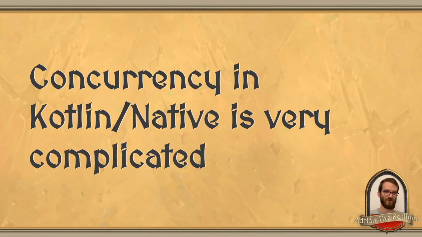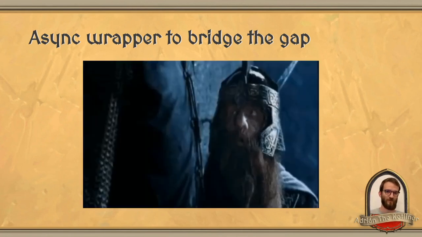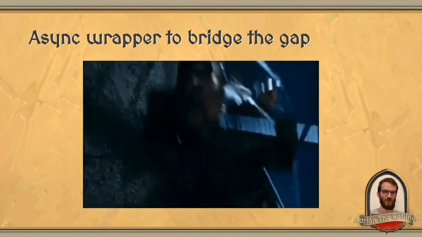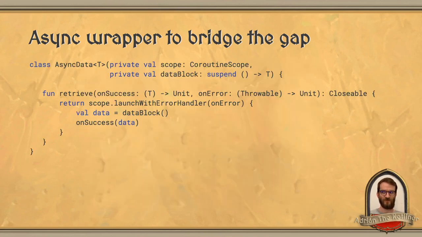And dealing with concurrency with Kotlin Native is very complicated, and it comes from the nature that you have to handle your objects you want to share between your threads. It's very, very complicated. So what we did is we actually implemented an async wrapper for bridging this gap between the platforms. So both of our platforms used this async data class, and the interface or the access point of our common code was implemented by this class.